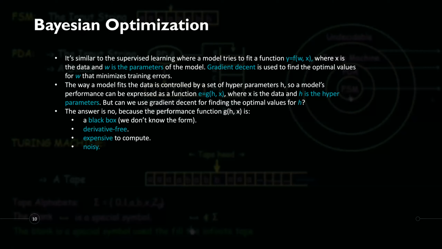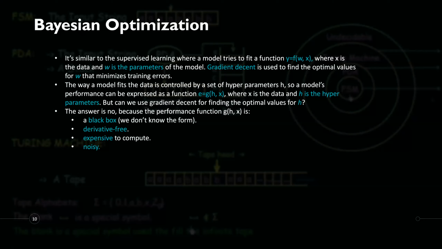The reason is that the performance function g of H and X is a black box. For instance, if we train a logistic regression model, we know the form of logistic regression; it's a well-defined form. Even for a neural network, we still know the form. We just don't know the values of the parameters, which makes it a more well-defined optimization problem. But in terms of tuning hyperparameters, we don't know the mechanics.